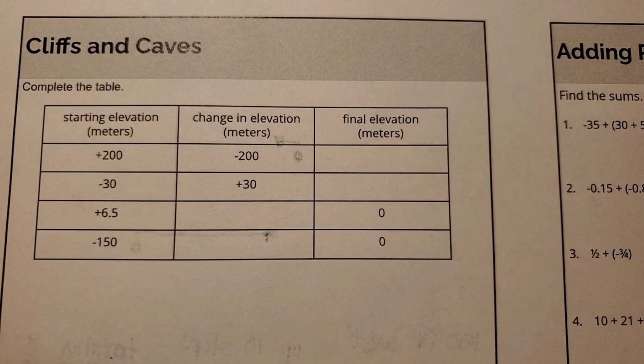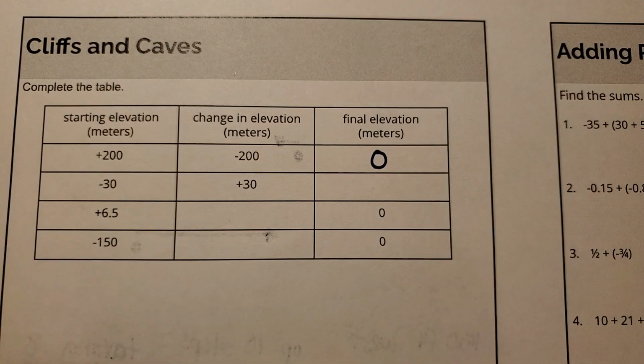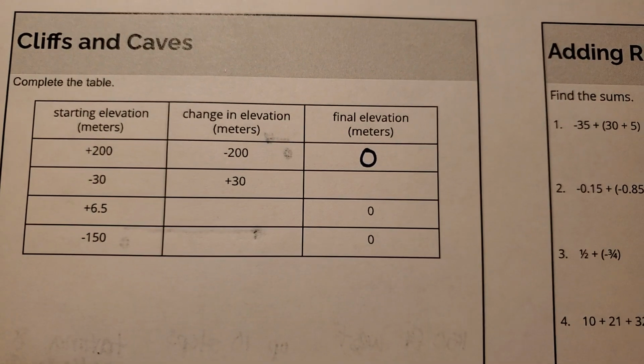So if we start at a positive 200 meters and we go down, because our change in elevation is a negative, we went down 200 meters. Well, those are opposites, and that's going to give me a final elevation of 0. We go up 200, back down 200, and we end up at our starting point, which is 0.